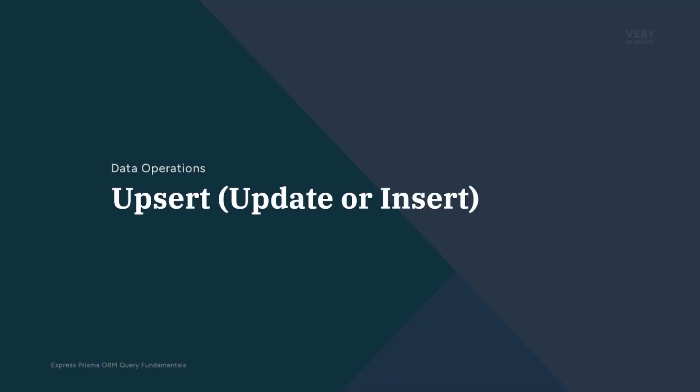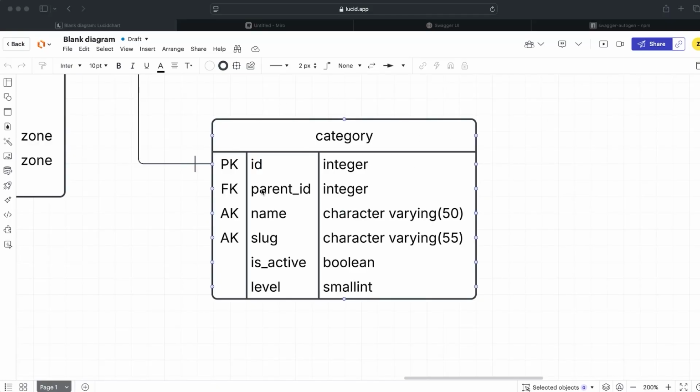In addition to the update method, we also have Upsert. This is used when you want to update a record if it exists or insert a new one if it doesn't. Let's remember in the category table at least, the name and slug should also be unique as it is specified that way when we create the category. So when we insert a new category record, we need to make sure the name and slug doesn't already exist.